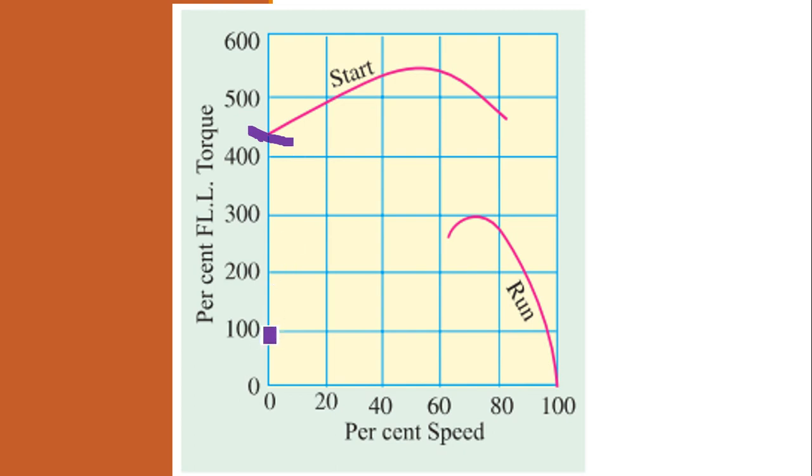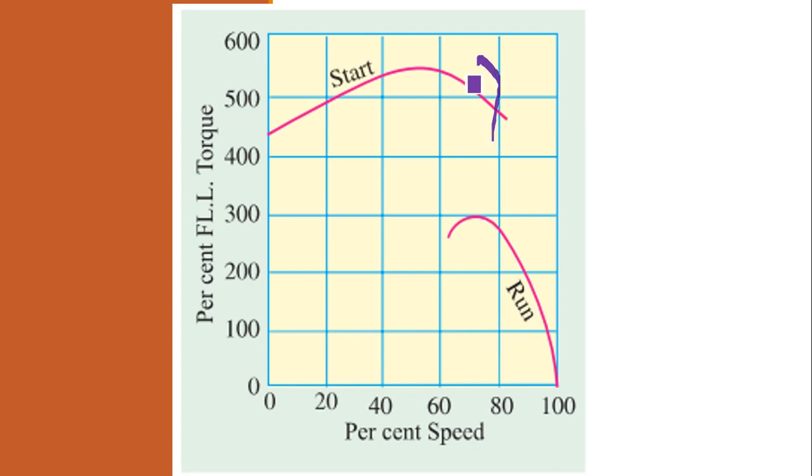What is full load torque? Full load torque we are telling as 100% torque. So it is giving 4 times, 100 into 4, or 400. So more than 4 times you are getting the starting torque. As mentioned in this graph, it is the combined graph of starting and running winding.